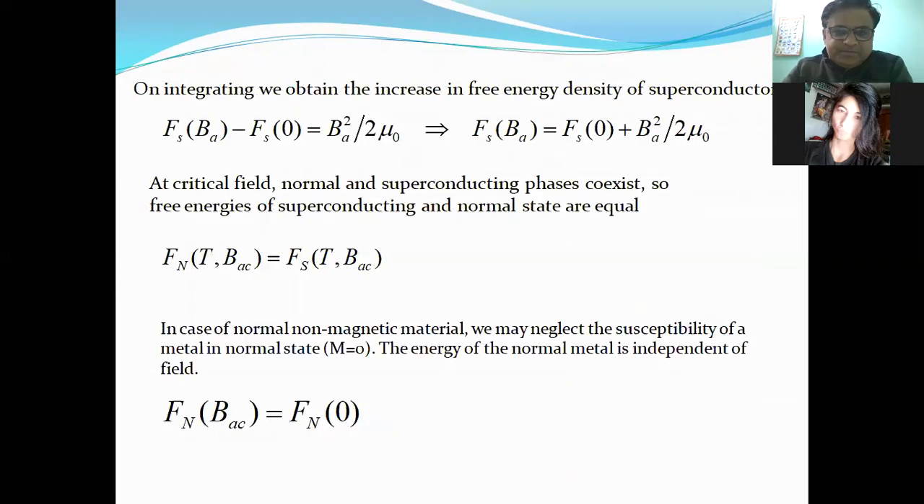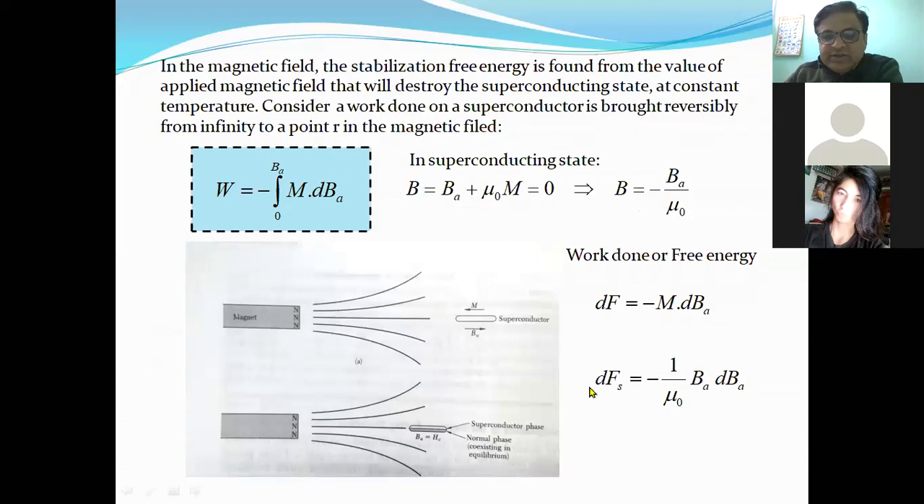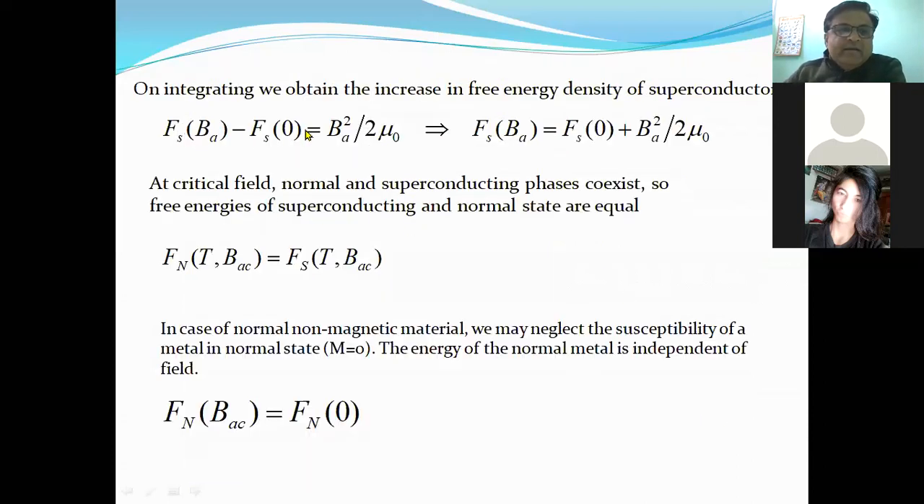Okay, so these are just some basic equations derived from the basic definitions of thermodynamic potentials. So now integrating. The last equation we have, we integrated, and the field is from 0 to BA. As we have seen, you are bringing it from infinity where the field is 0 to a field A.